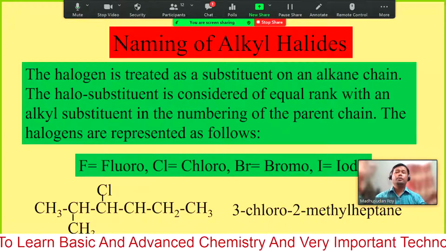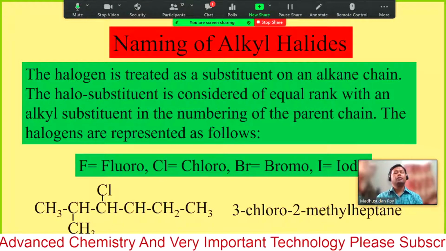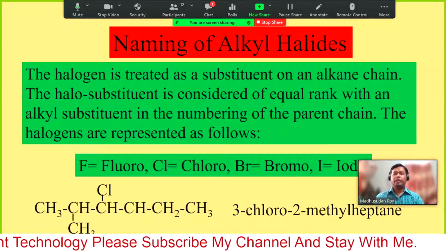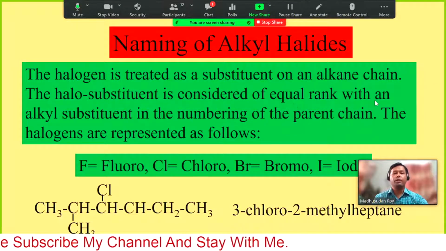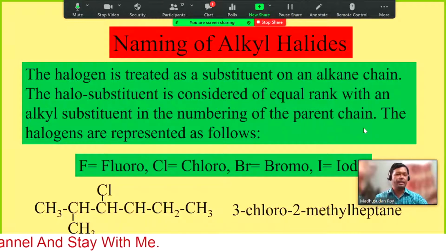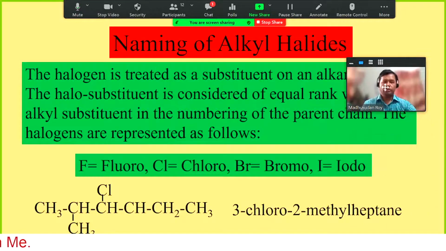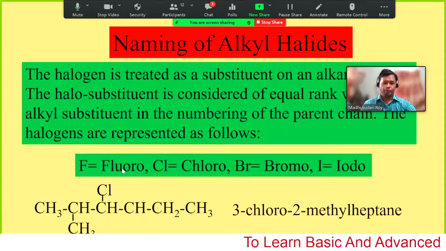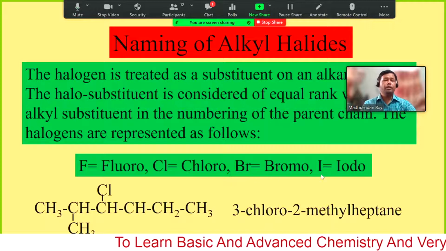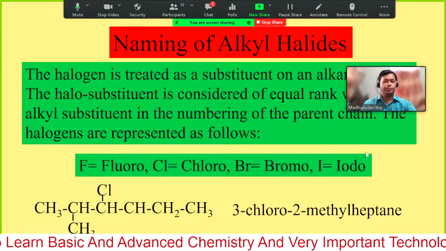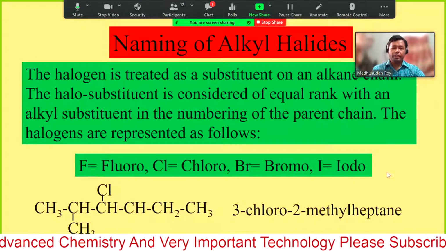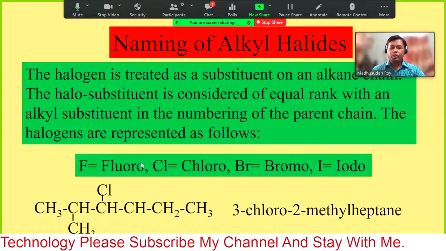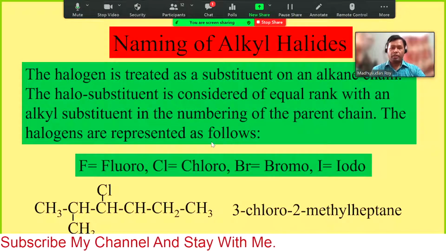Okay, so if we want to name the alkyl halides, we will treat the halogen like a substituent. The halo-substituent is considered of equal rank with an alkyl substituent in the numbering of the parent chain. The halogens are represented as follows. Fluorine is named fluoro, chlorine is chloro, bromine is bromo, and iodine is iodo. So if you have any compound containing a halogen, whichever halogen is present, you need to use those words to name the alkyl halide compound.